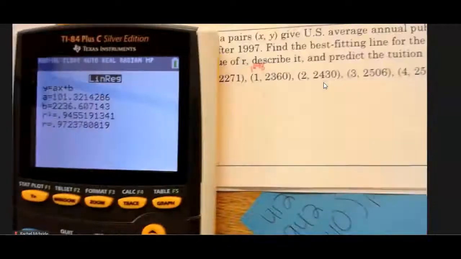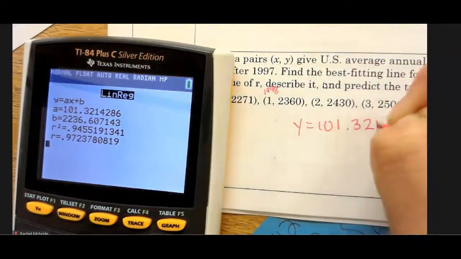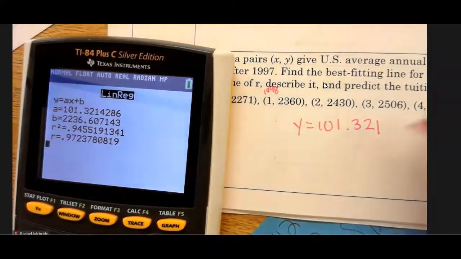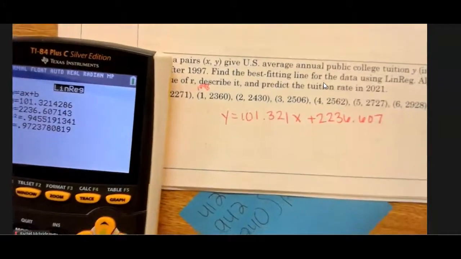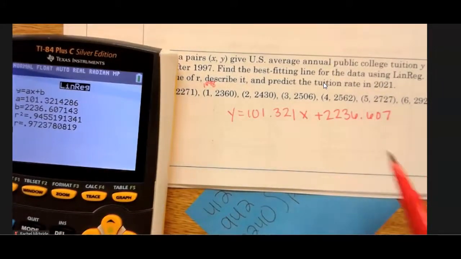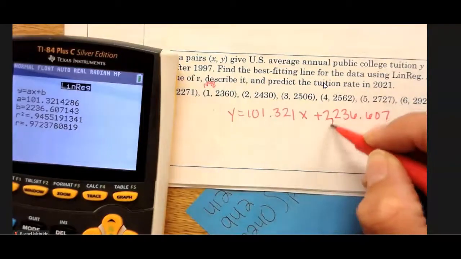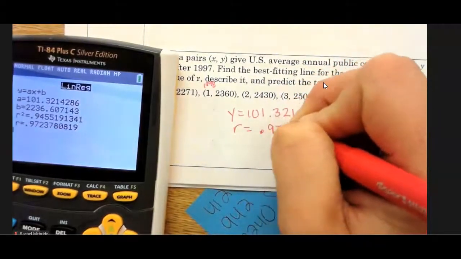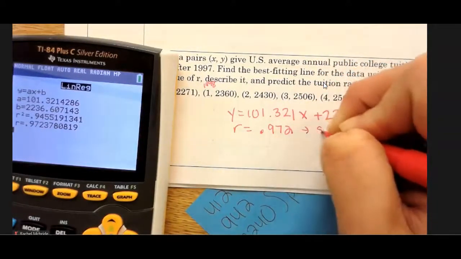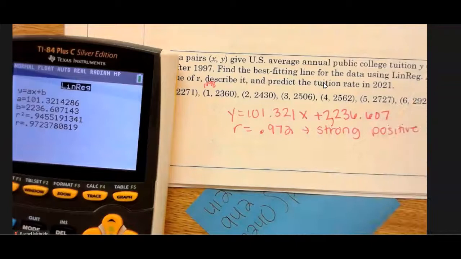So what that means is that the A is my slope. You must have 3 decimals. Okay, I'll come fix it. The equation of the line is 101.321x plus 2,236.607. My R value is 0.972, which tells me this has a strong relationship. R is positive, therefore the relationship is positive.